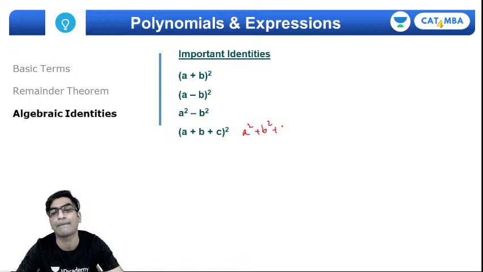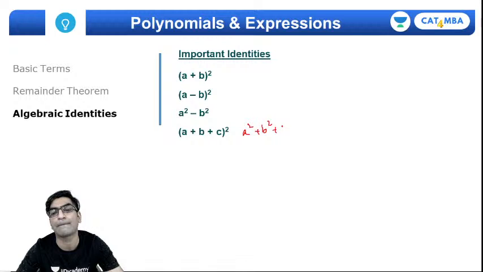Okay. Other identities include (a plus b) whole cube. I hope you remember this. A cube plus b cube plus 3ab into (a plus b). Just like a cube minus b cube will then be a cube minus b cube minus 3ab into (a minus b). Okay, that's an expression for (a minus b) whole cube.